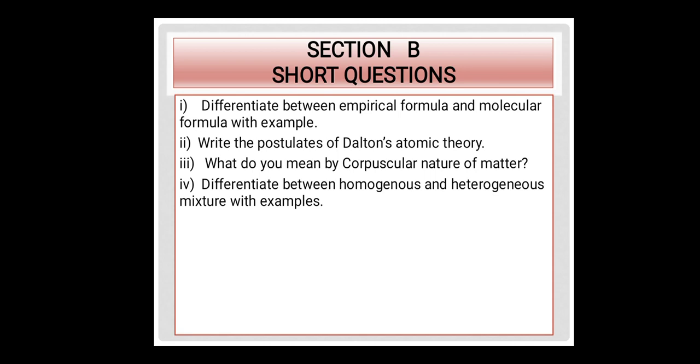The next one is empirical formula. The empirical formula of a compound is a chemical formula that gives the simplest whole number ratio of atoms of each element. For example, the empirical formula of benzene is CH. 1:1. The ratio of carbon atoms is 1 and hydrogen atoms is 1. That is the simple ratio.